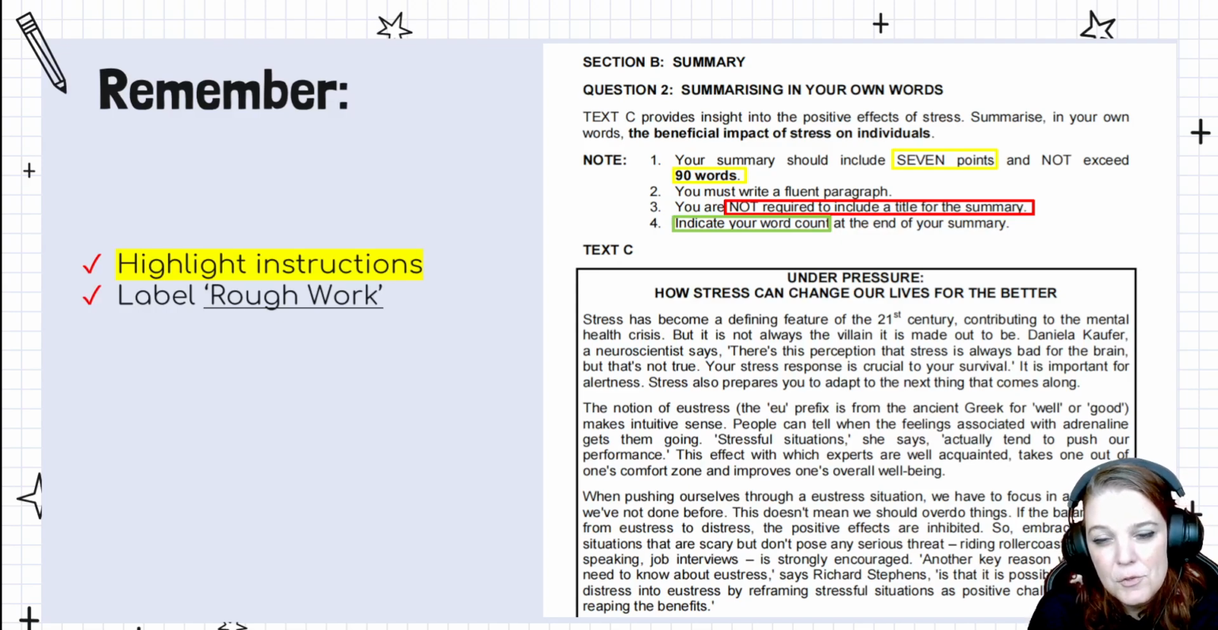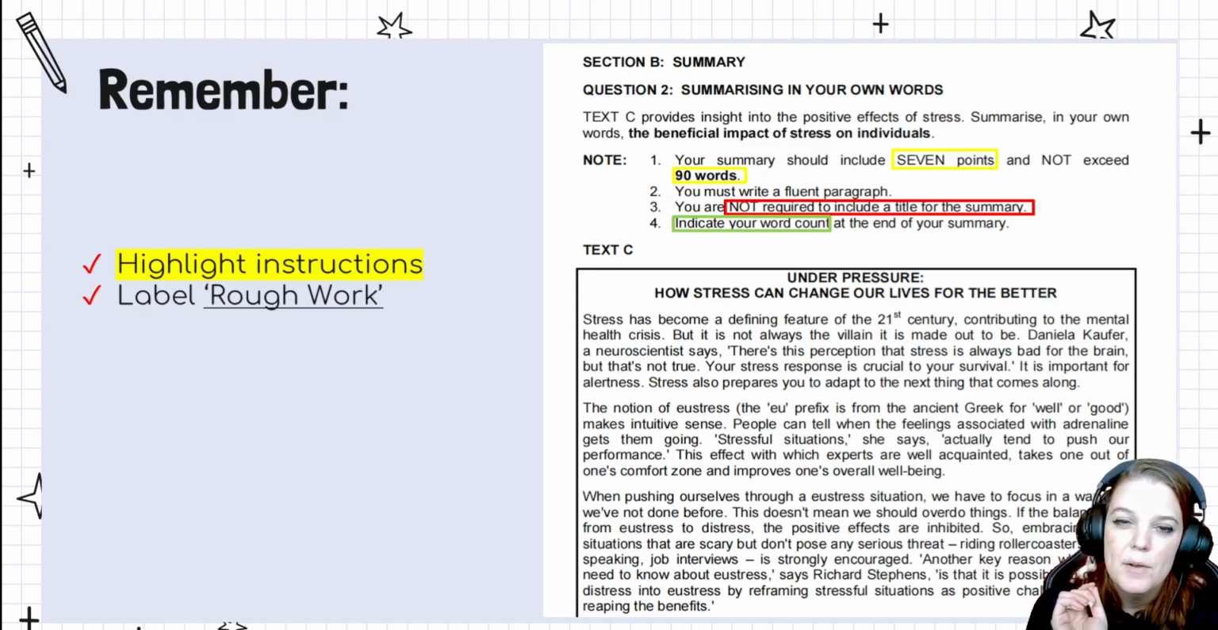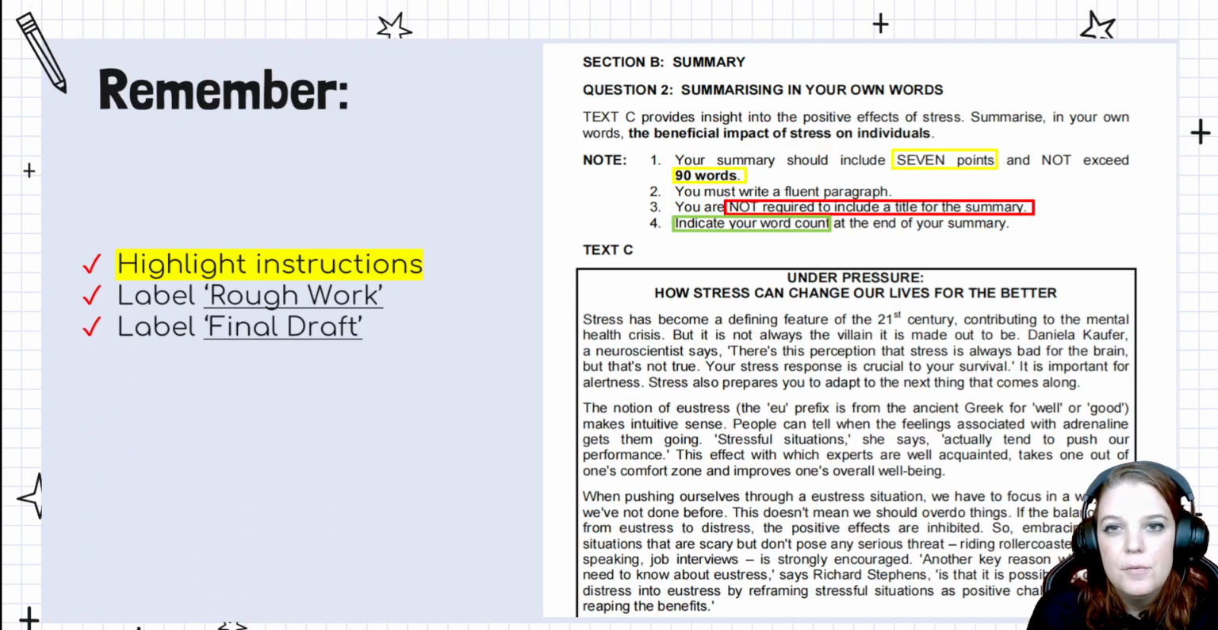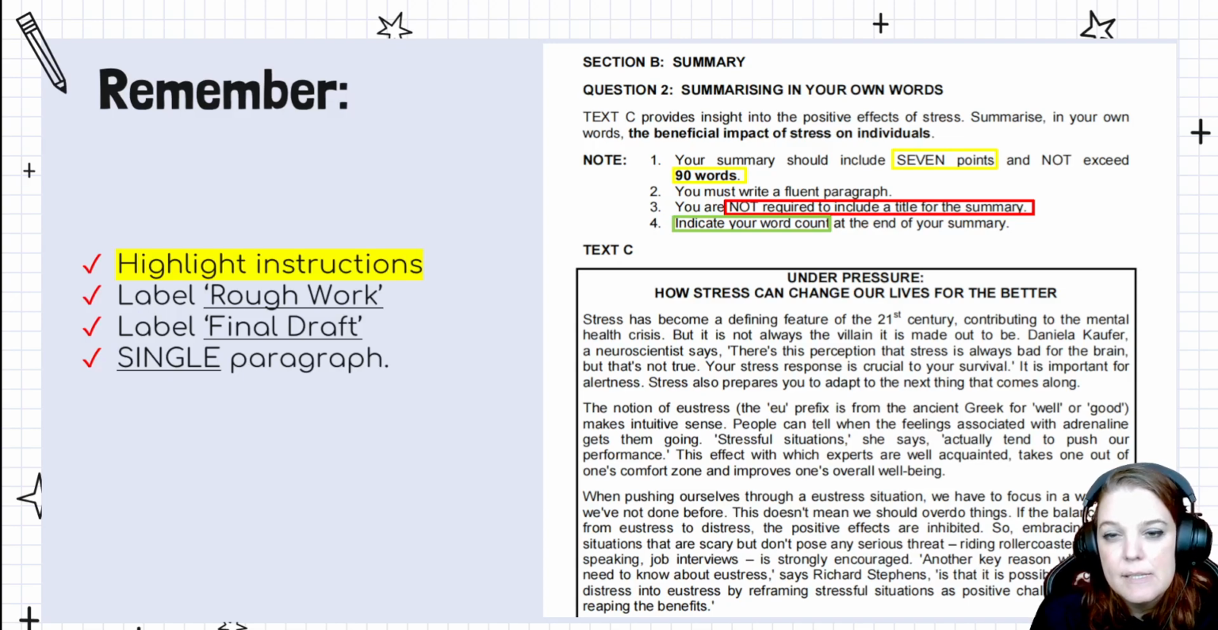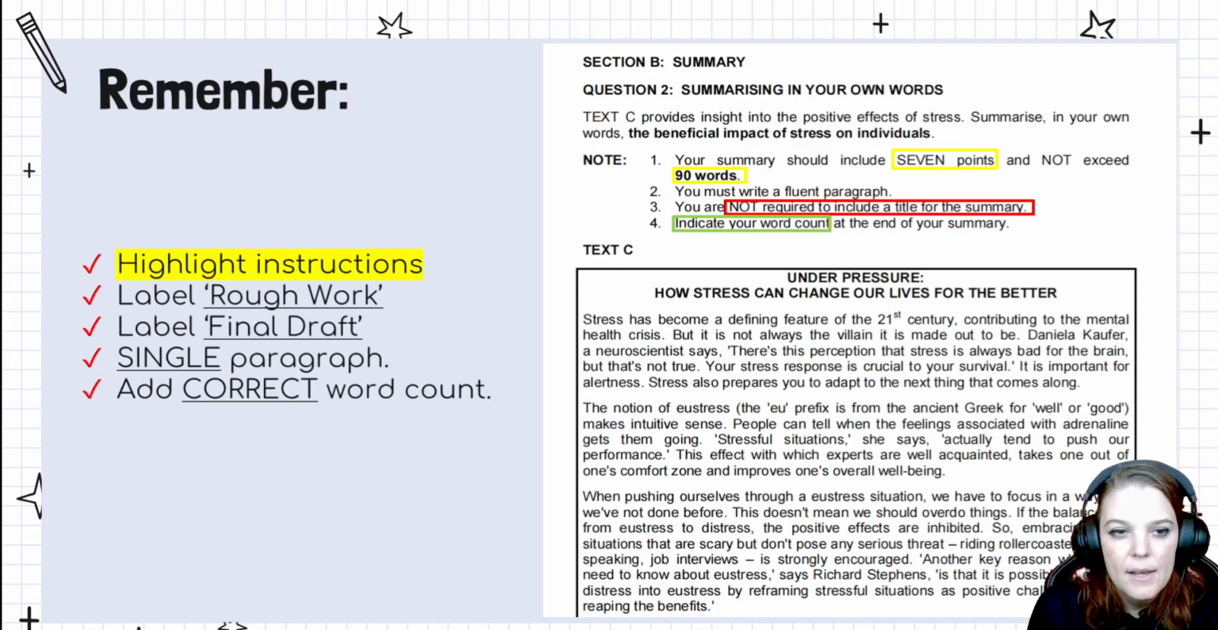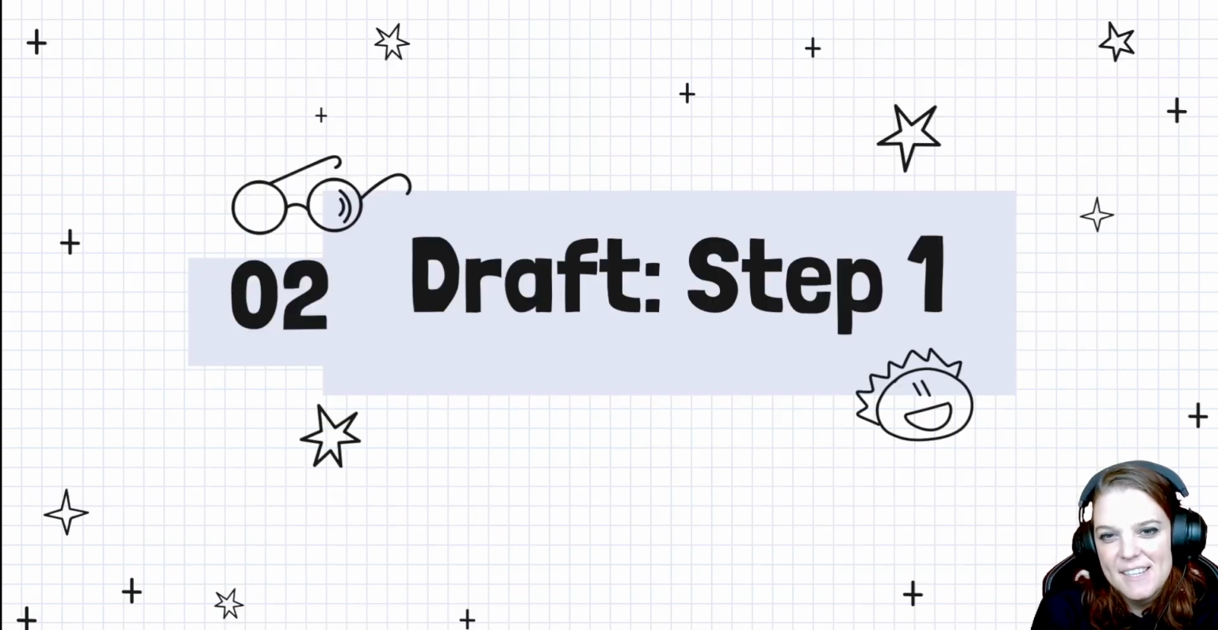But if you are going to do a rough draft or a rough little bullet point form, you need to label it as such so that the person marking your exam paper knows that this is just a rough version. And then cross it out when you finish so that they know this is just your rough little version. And then if you're going to be doing a final draft, label it final draft. Okay, and very clearly, it needs to be a single paragraph when we are finished at the end of this. Okay, and add your correct word count, as I said.